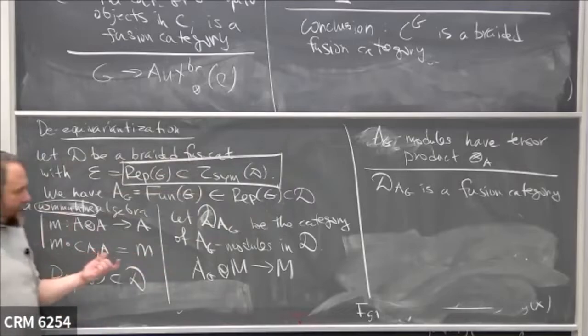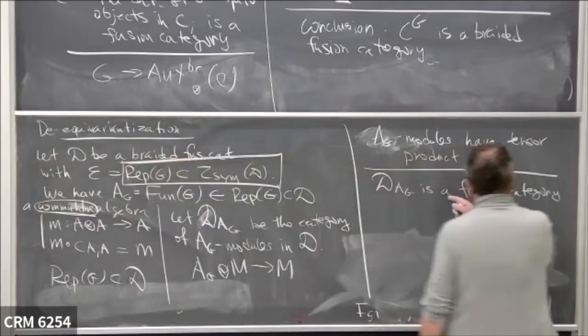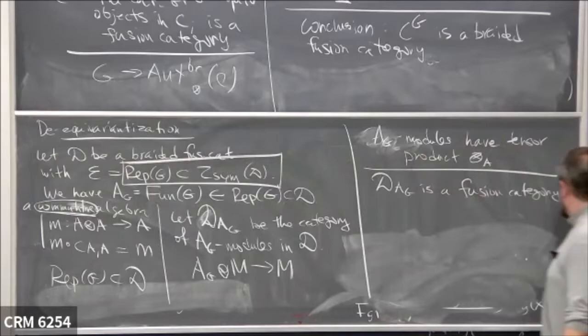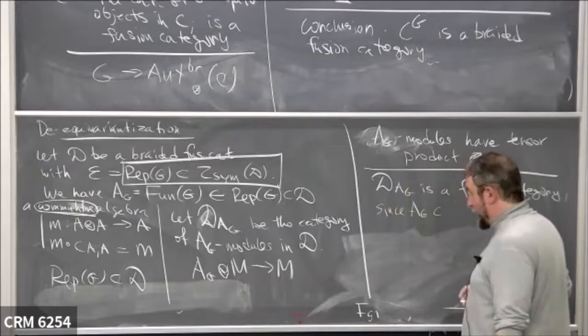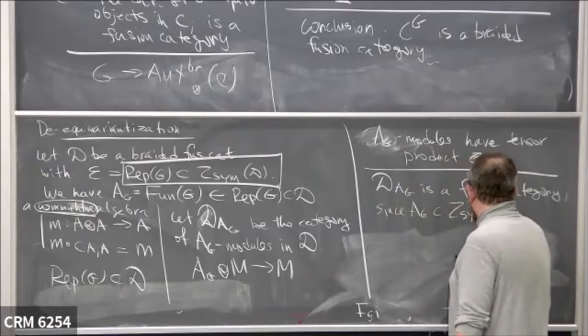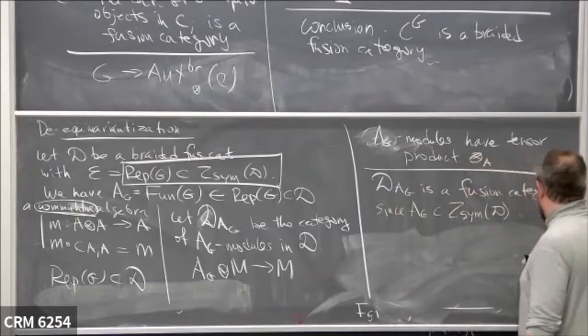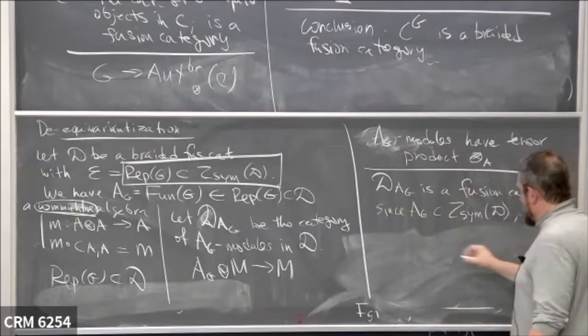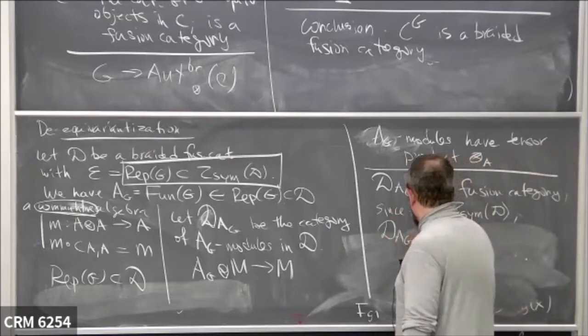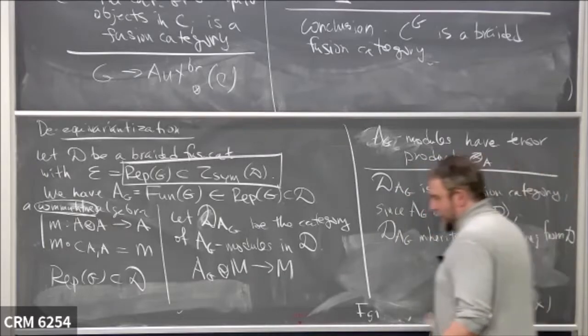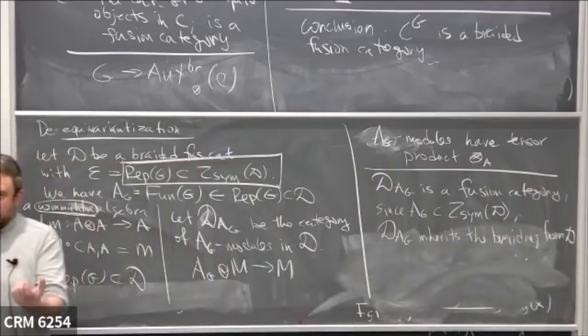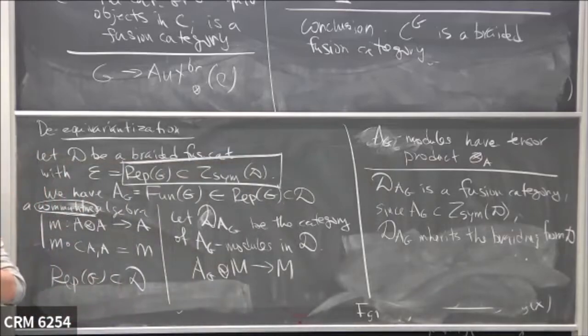Now, this allows you to introduce braiding on modules. Since AG is contained in the symmetric center, this category inherits the braiding from D. In other words, you have two modules, you have the braiding in the category D, and the statement is that this braiding actually commutes with the action of the algebra. So it's a morphism of modules.